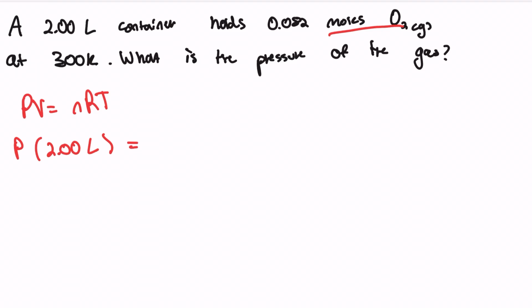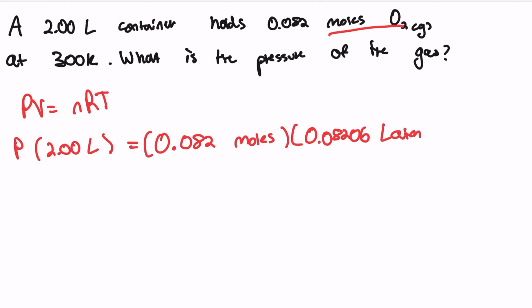This will equal n, the number of moles of gas we have, which in this case is 0.082 moles, times R, our universal gas constant. In this case, it is going to be 0.08206 liters atmosphere per mole Kelvin. And the reason we're using this is because we were given our volume in liters. And then lastly, this will all be multiplied by our temperature, which is 300 Kelvin.